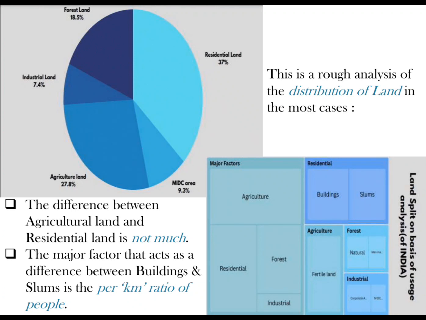Now, the residential, forest, and industrial are subdivided further. Like the residential is subdivided into buildings and slums. Forest is subdivided into natural or man-made, that is the sanctuaries. Industrial is divided into corporate or MIDCs.